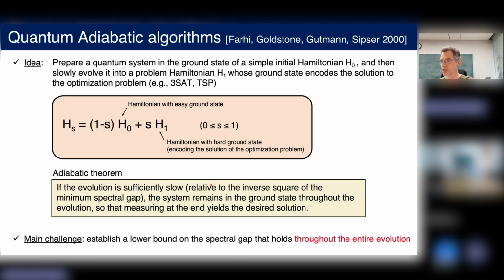Usually you can prove things, say, when S is very small or S is very large, but we don't know how to prove nice bounds for all the values of S. And that's why this concept of quantum adiabatic algorithm has not been very successful so far to prove a rigorous bound of quantum algorithm for optimization problems.